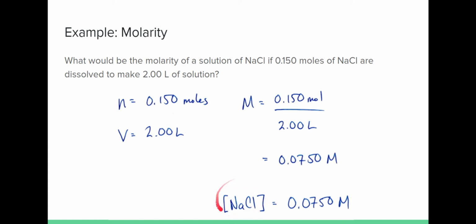When we represent concentration, sometimes we put the substance inside of brackets, and that's a symbol that we use in chemistry to represent the concentration of sodium chloride. So the final concentration of this sodium chloride would be 0.0750 moles per liter, or molar.